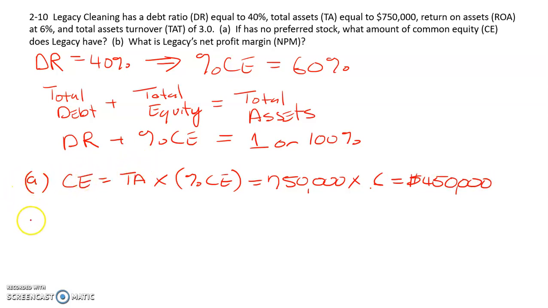So B asks for our net profit margin. What we're going to do here: net profit margin is net income divided by sales, but we don't have that information here. So if you don't see net income and sales, that tells us we're going to have to use DuPont analysis.